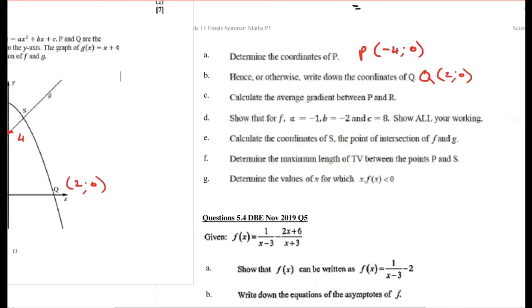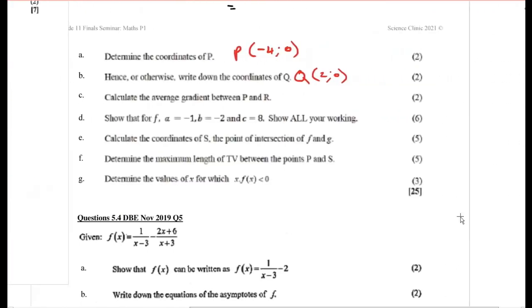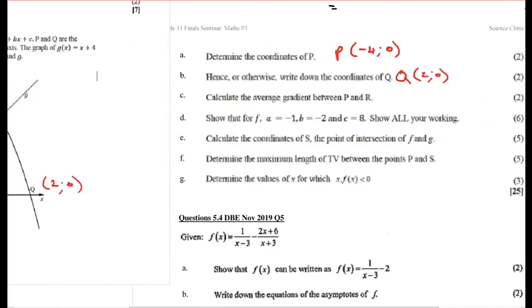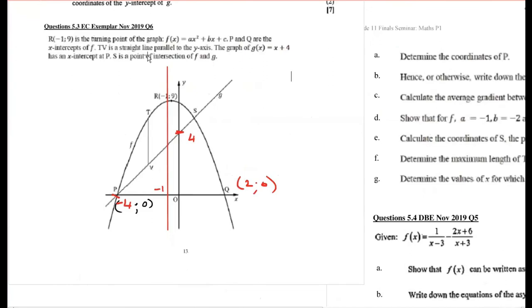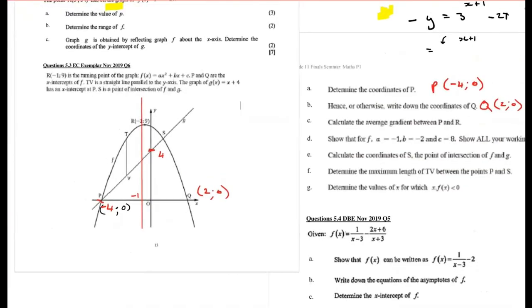Right. Show that for F, A is -1, B is -2, and C is 8. Show all your working for 6 marks. Am I allowed to sub in -1, sub in -2, sub in 8, and therefore prove that this is the graph? I sub in the values they give me, and then I say, therefore, because they work, it must be true. Can I do that? Definitely not.